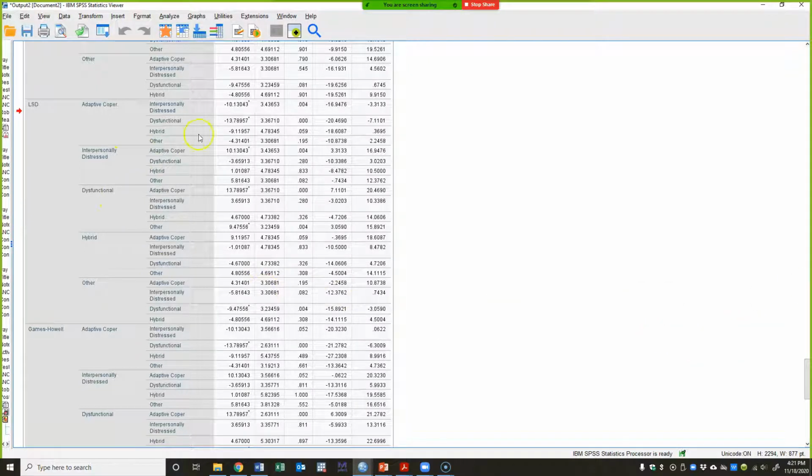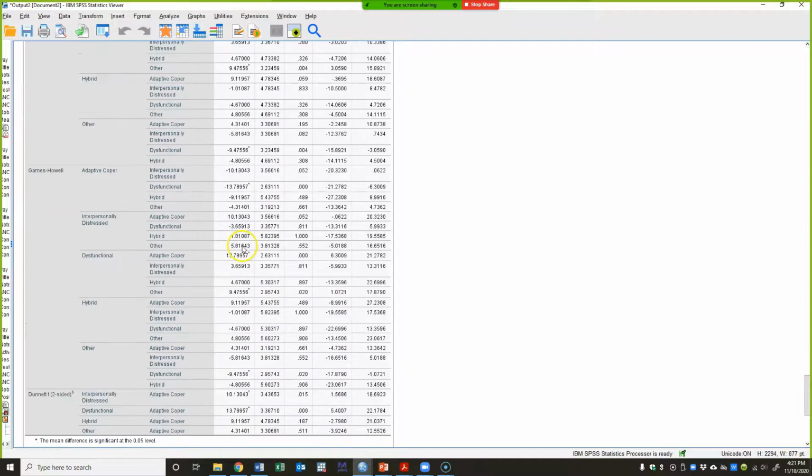Okay. We've got more stuff coming up in LSD because it's a less stringent test. With a less stringent test, more stuff is going to come up because the threshold in order to claim significance is going to be less.